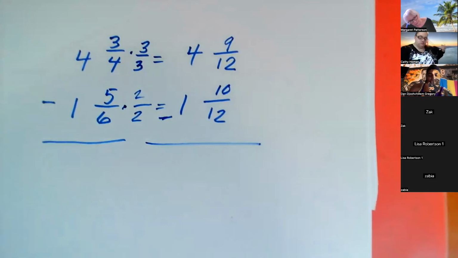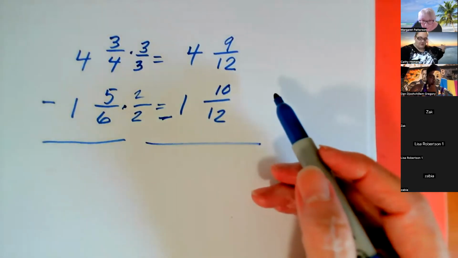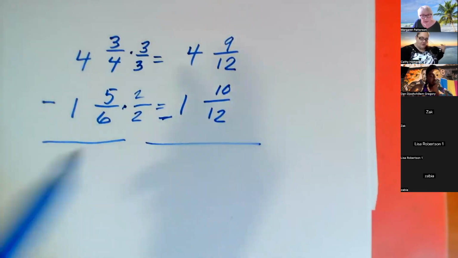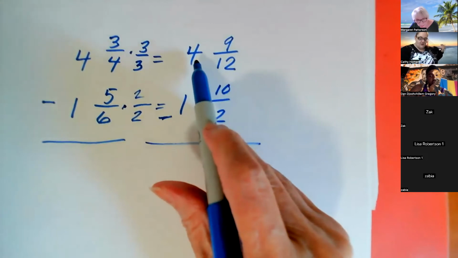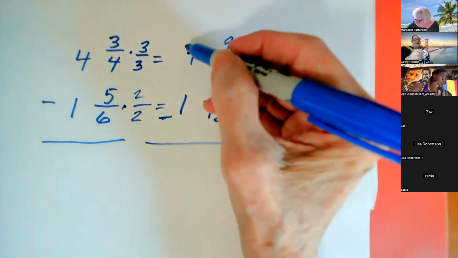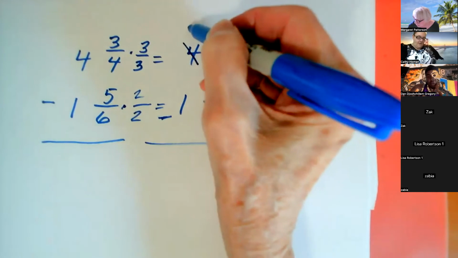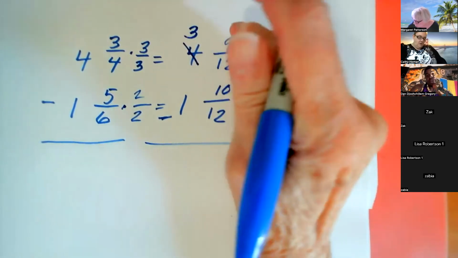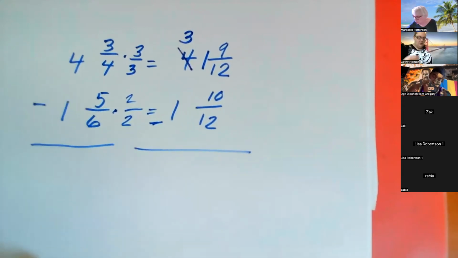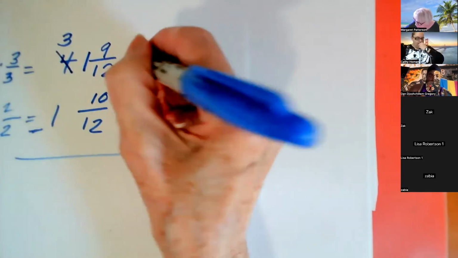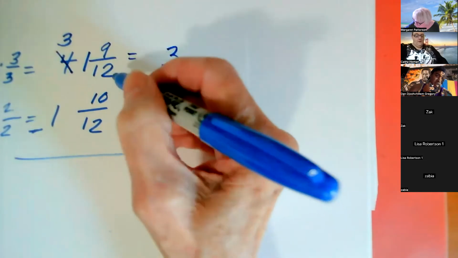Oh, well, okay. I've got common denominators. That part's good. I'm going to have to borrow. I need to take the 4 and make it a 3. I'm going to put the 1 right over here. I'm going to move over. So this becomes 3.